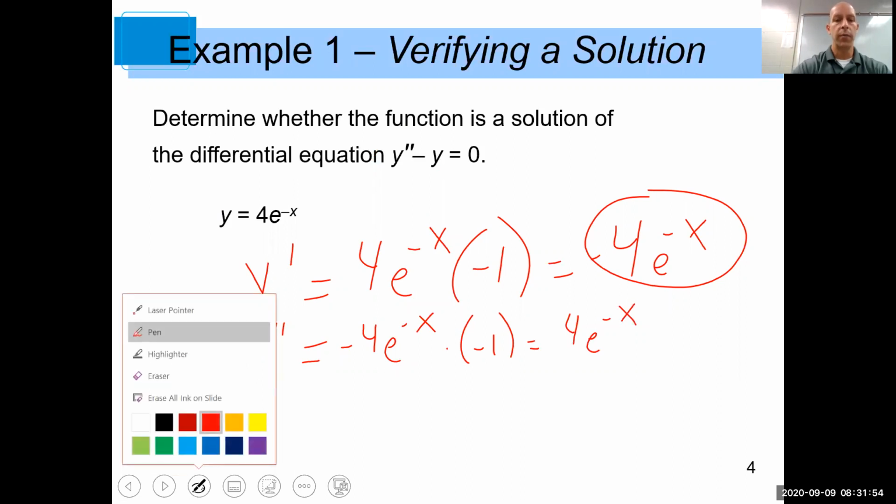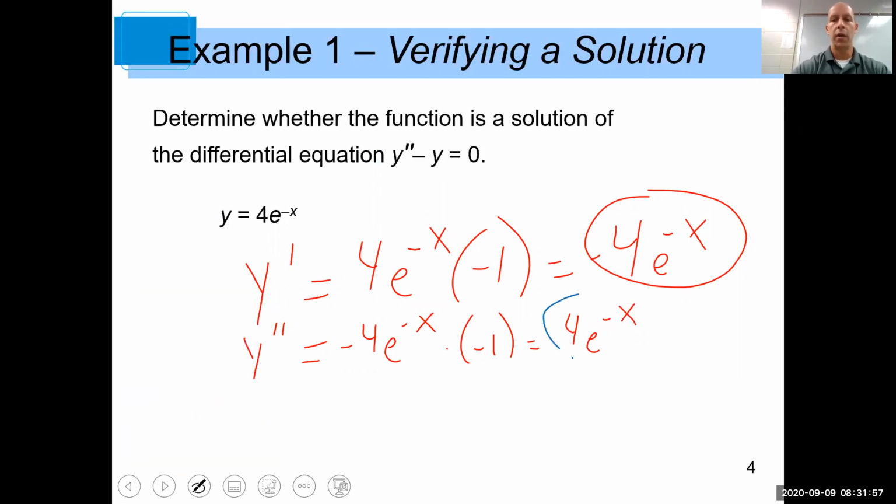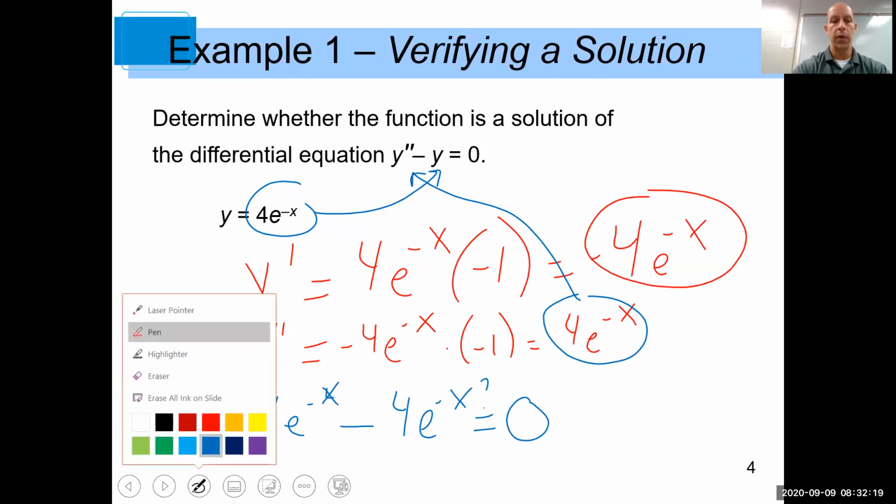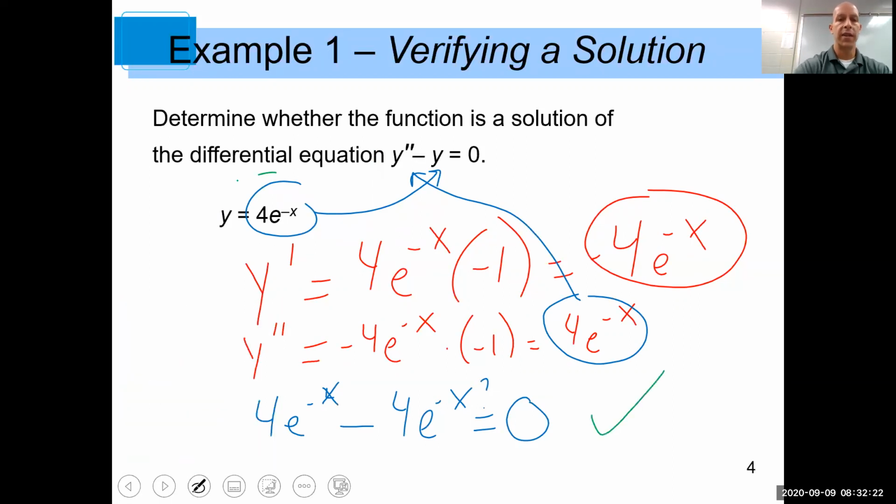Now we're simply going to substitute this into our original equation. So we've got 4e to the negative x minus y, and what was y? Well, y is 4e to the negative x, and we want to know if that's equal to 0. Clearly it is equal to 0. Therefore, we would say that this is a solution for that particular differential equation.